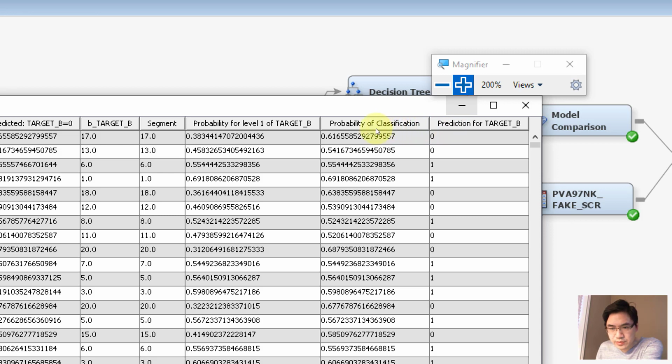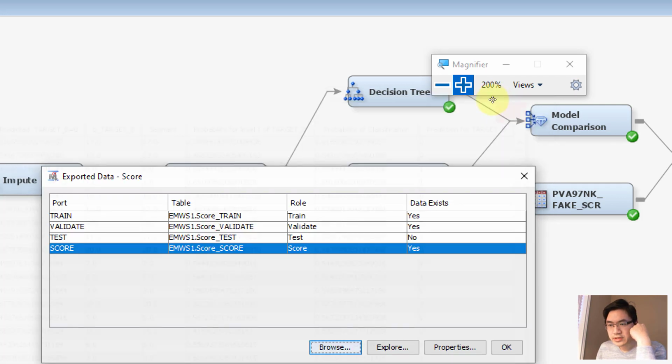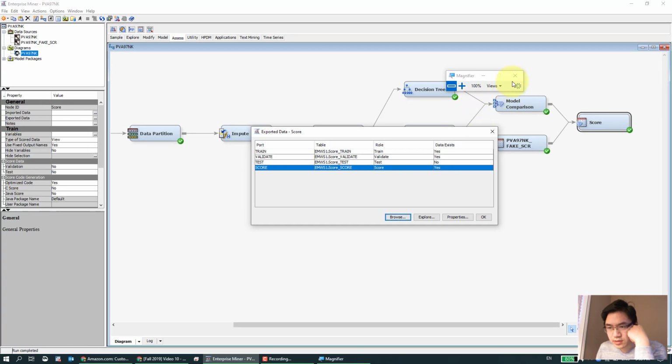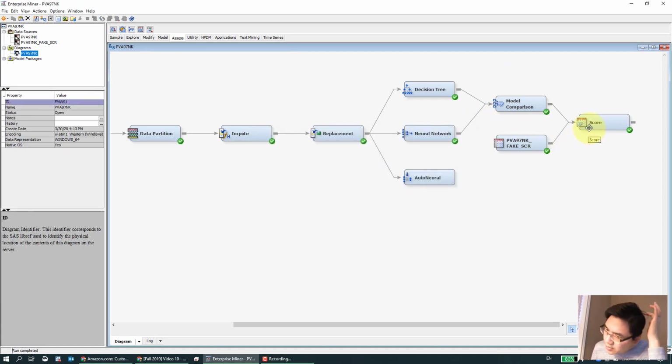Whenever the predicted probability is over 0.5, it will predict that the outcome is 1. But when the probability for the target is below 0.5, it will predict the outcome, the label, as 0. So you can confirm these results: 1 whenever it's over 0.5, 0 whenever it's below 0.5. Okay, so the predicted columns are confirmed in the export data set of score.